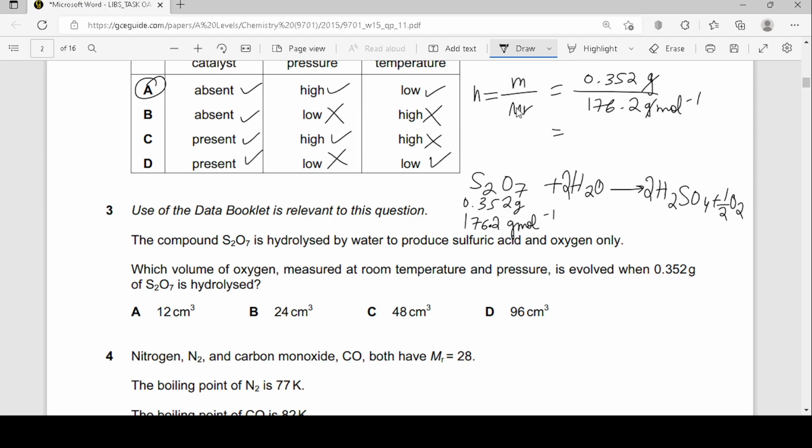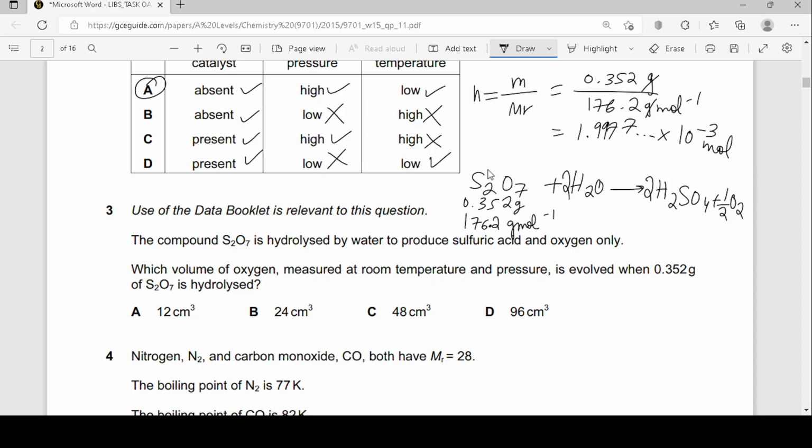Anyways, let's ignore that. And 0.352 over 176.2 is 1.9977 into 10 to the power of, I'm going to add some dots so that it shows more decimal places. That is recurring, isn't it? Anyways, not recurring, that's more decimal places, whatever.